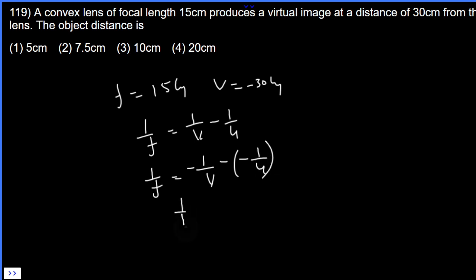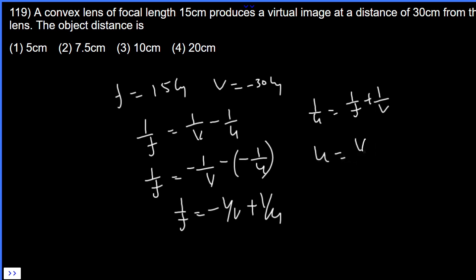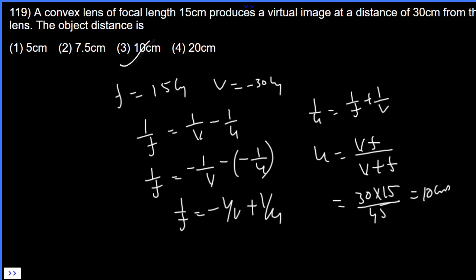So 1 by F is equal to minus 1 by V plus 1 by U. U is negative, and since the image is virtual, V is also taken negative. So from this, 1 by U is equal to 1 by F plus 1 by V. That is, U is equal to Vf by V plus F. What is the value of V? It is given 30 into 15 by 30 plus 15, which is 45, which is equal to 10 centimeter. That is, option number 3 is correct.